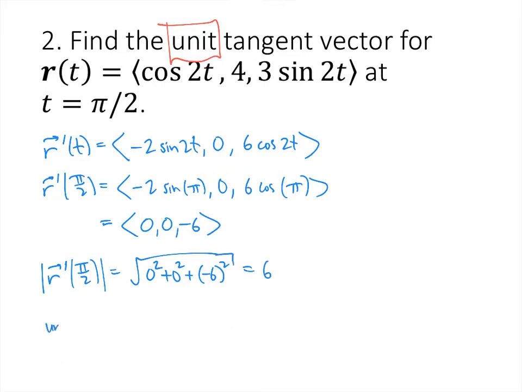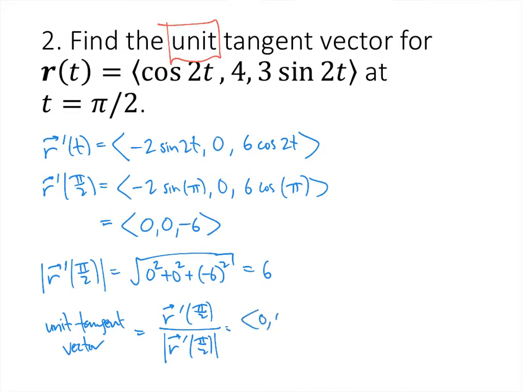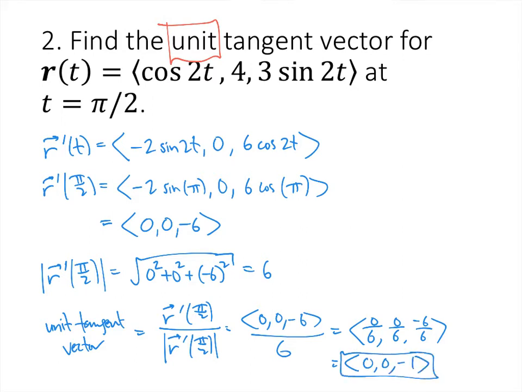So my unit tangent vector is just the tangent vector divided by that magnitude. So that's r prime of pi over 2 divided by the magnitude of r prime of pi over 2. So that's 0, 0, negative 6 divided by 6. That's 0 over 6, 0 over 6, minus 6 over 6. That's 0, 0, negative 1. And that's my unit tangent vector.